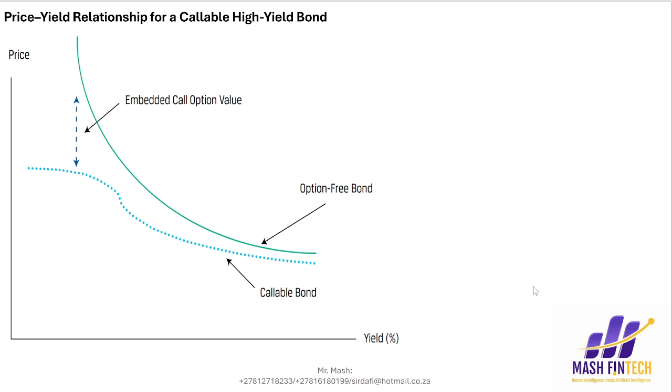When you look at callable bonds now, if you look at this one, you have an option free bond here, and you have the embedded call option value. This is the callable bond. The value of the callable bond is always below the value of the option free bond, because remember, the callable bond price is given by the value of the straight bond minus the value of the call option.